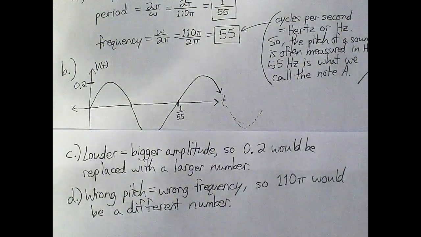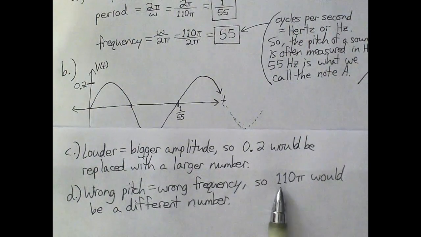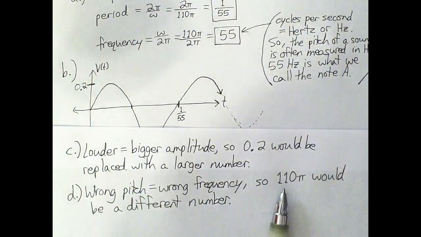Well, we don't know. It depends how out of tune the bass guitar is. Maybe instead of 110 pi, it would be like 105 pi, and that would be considered out of tune, and it would sound approximately like the note that it's supposed to sound like, but it would be a little bit off. Maybe 115 pi, something like that.